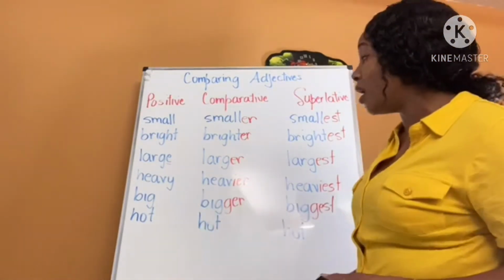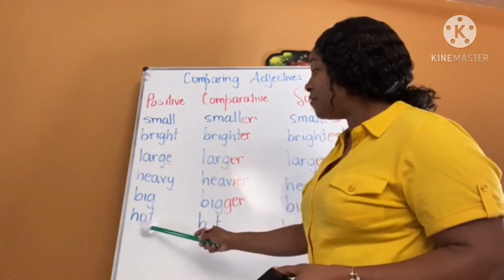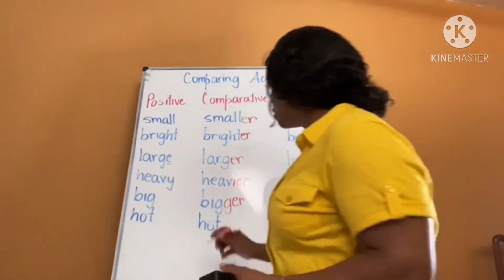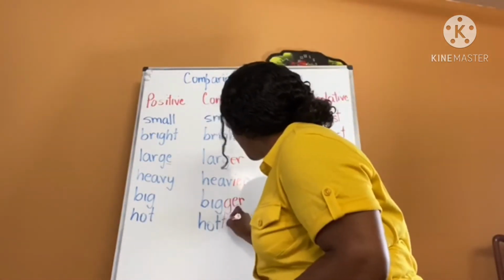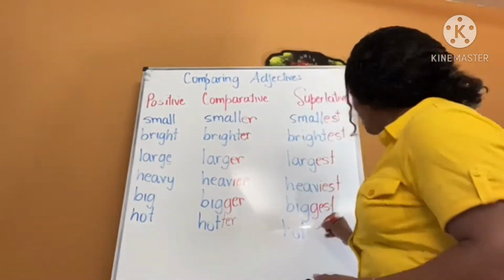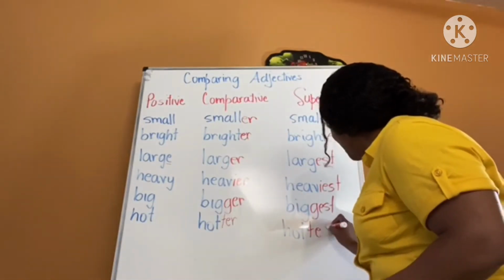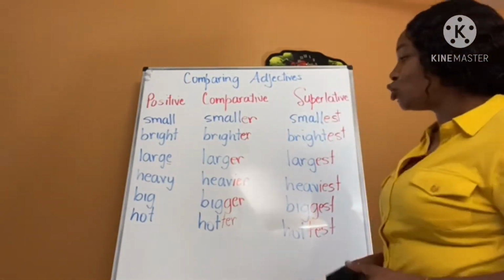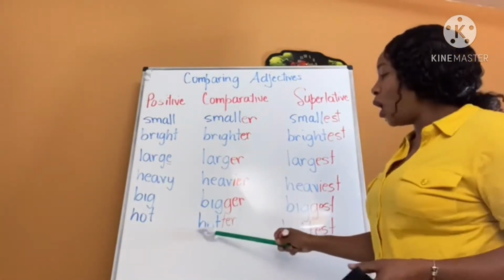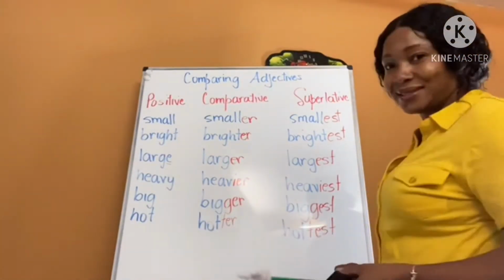Same thing for hot. Consonant, vowel, consonant. So we double the T, then add ER, double the T, then add EST. So it becomes hot, hotter, hottest.